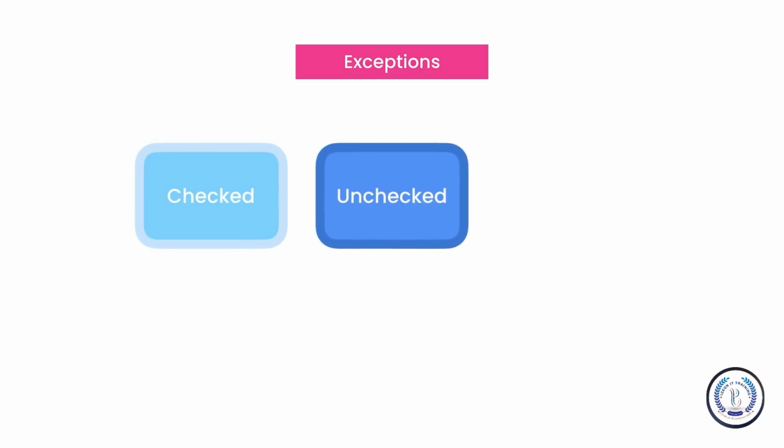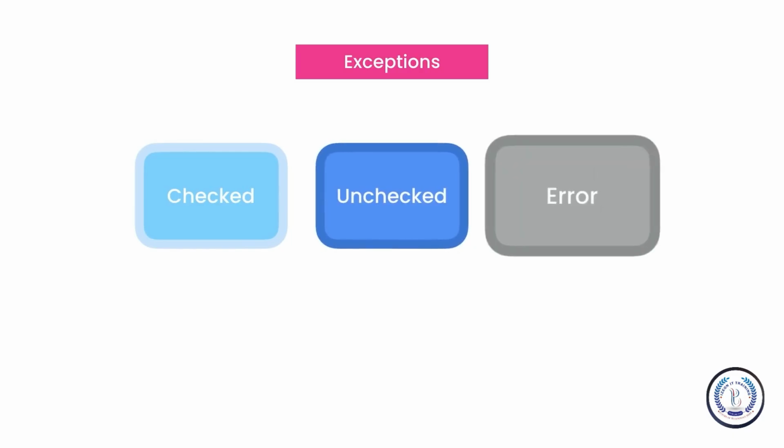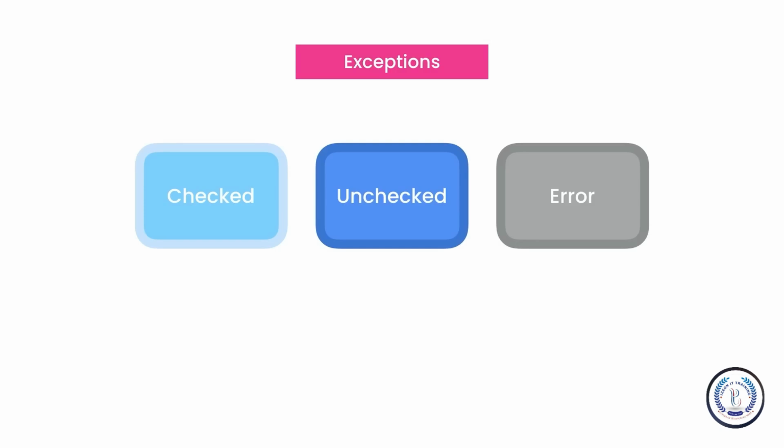In Java, we have 3 types of exceptions: checked exceptions, unchecked exceptions, also called runtime exceptions, and errors. A lot of people new to Java find this confusing, so let me make it super simple for you. Checked exceptions are exceptions that we developers should anticipate and handle properly.